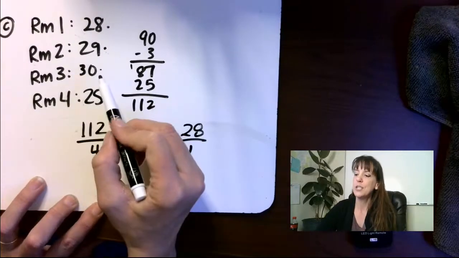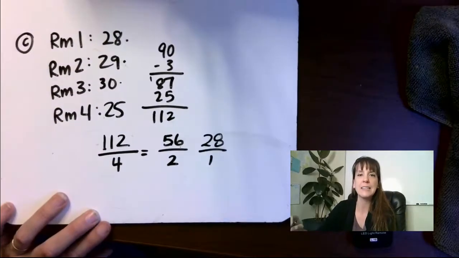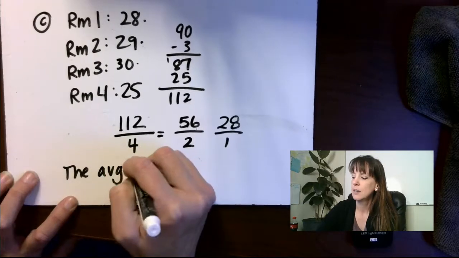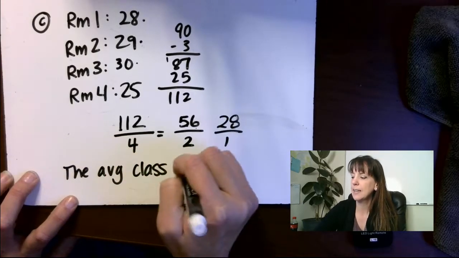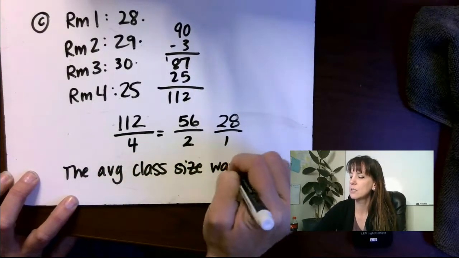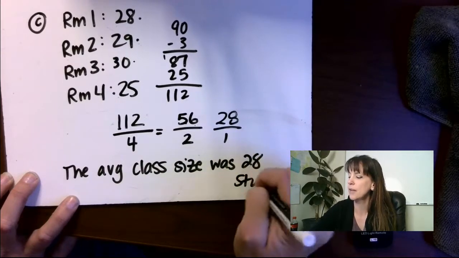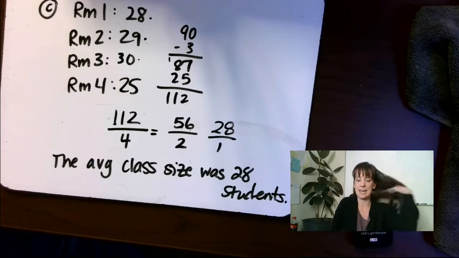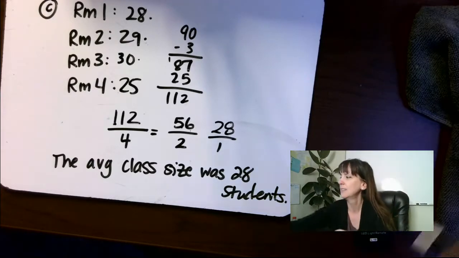28 over 1. So the average class size was 28 students. You best be writing these in complete sentences, guys. Complete sentences. Excellent.